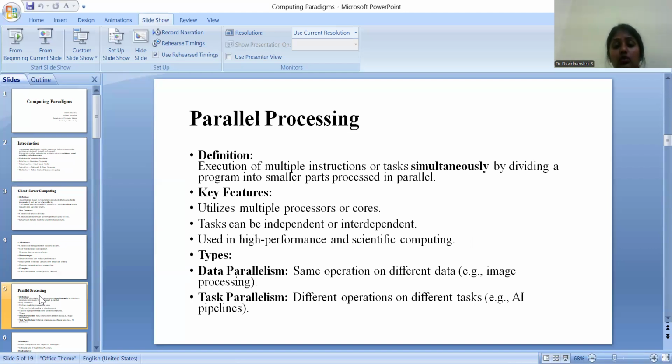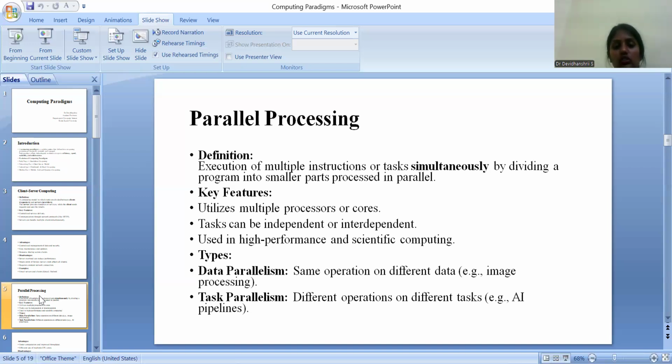The next one is parallel processing, which means parallel computing. It is a type of computing where multiple computer systems are used simultaneously. Here the problem is broken into subproblems, which are further broken into instructions. These instructions from each subproblem are executed concurrently on different processors. That is, executing multiple instructions or tasks simultaneously by dividing a program into smaller parts processed in parallel.